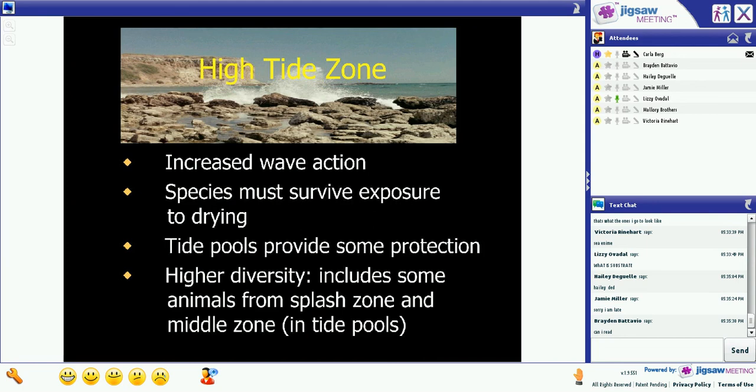Increased wave action. Species must survive exposure to drying. Tide pools provide some protection. Higher diversity includes some animals from the splash zone and middle zone in tide pools.